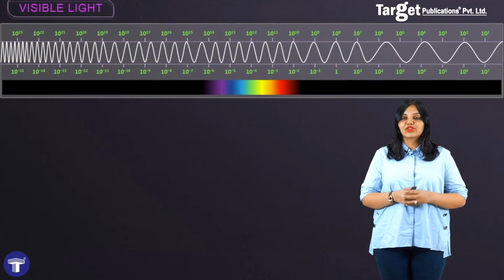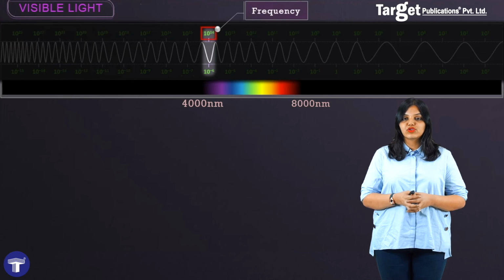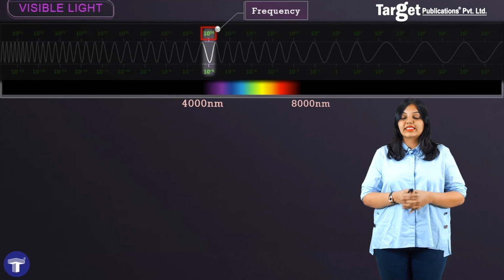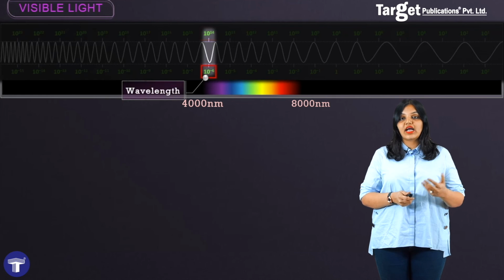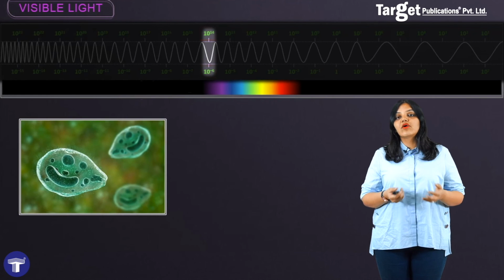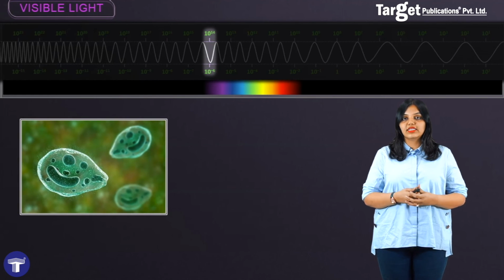The next part of the electromagnetic spectrum is the visible light spectrum. This is the portion of the electromagnetic spectrum that we can actually see with our naked eye. We use the light from the visible light spectrum to see the world around us.